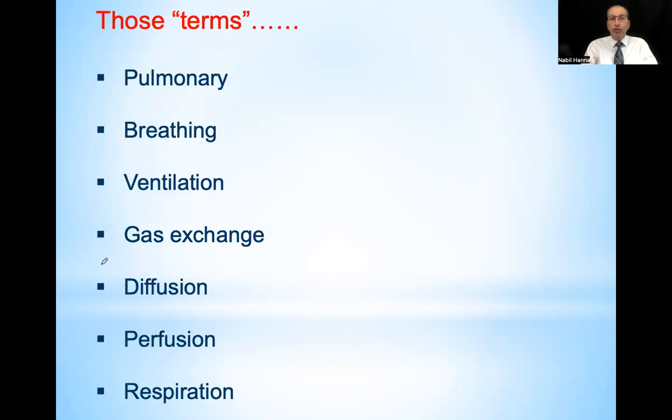So let's do more terms here. The term pulmonary means lung. Anything related to the lung is pulmonary. So the pulmonary artery, the artery leaving the right ventricle going to the lungs, is called pulmonary artery. The veins leaving the lungs going back to the left atrium are called pulmonary veins. The circulation of blood from the right ventricle of the heart to the lungs and back to the left side of the heart is called the pulmonary circulation, and so on. If you have an embolus in one of the pulmonary vessels, that's pulmonary embolism.